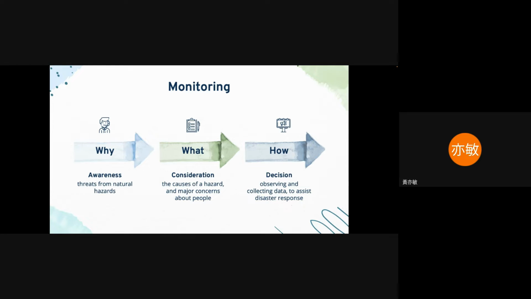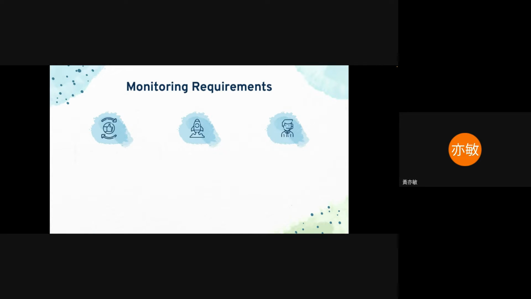These are simple questions. We need to ask ourselves why we need to monitor the disaster, what kind of subject we need to take care of in monitoring, and how we do the monitoring jobs. So the first one: we want to collect the data. That's why we need a lot of sensors and instruments installed on the site. This is the major purpose.